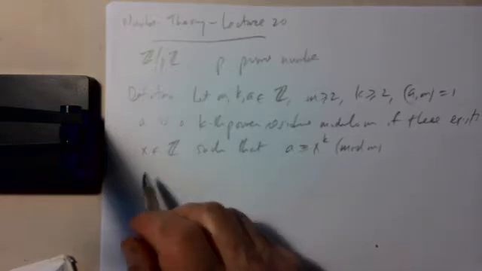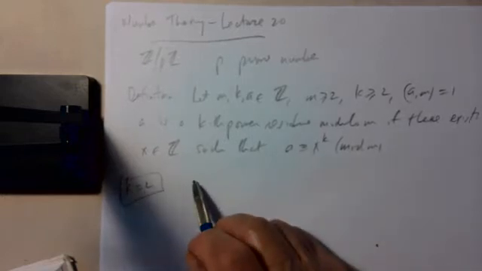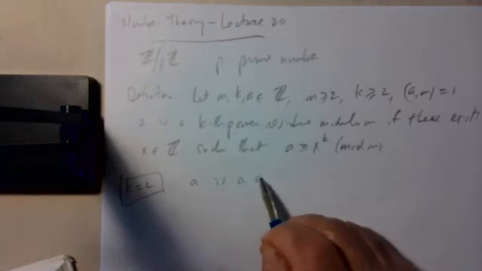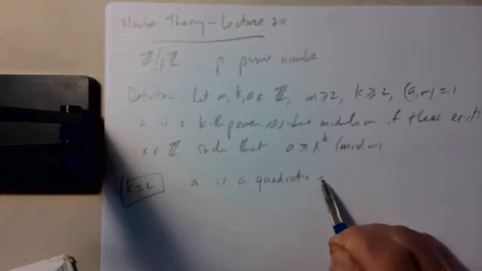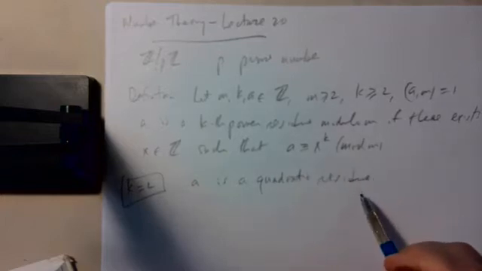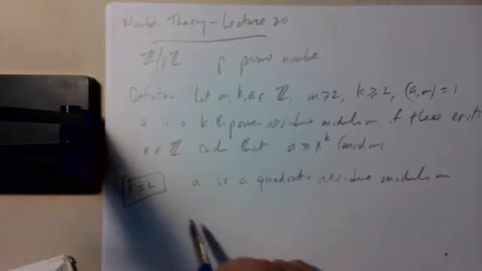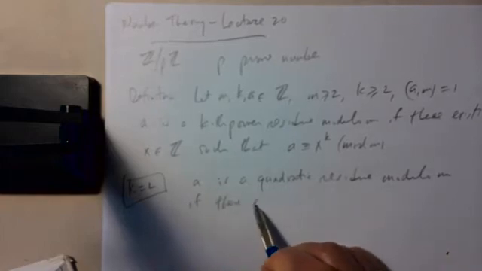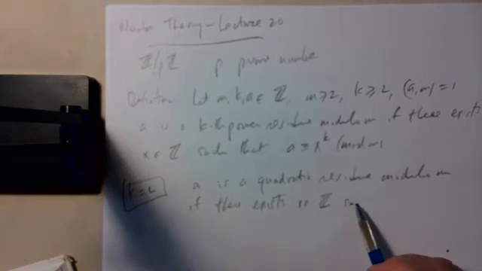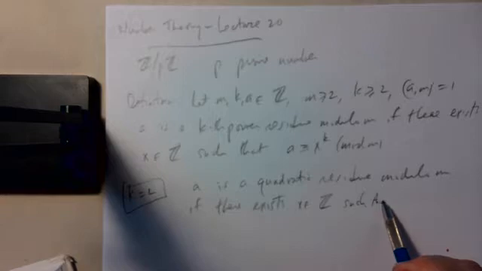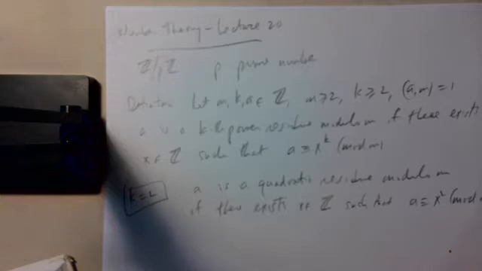And the most important case for us is k equals 2. So we're looking at squares. And we say A is a 2nd power residue, but we use the word quadratic instead of 2nd, is a quadratic residue modulo M if there exists an integer x such that A is a square, A is x squared mod M.